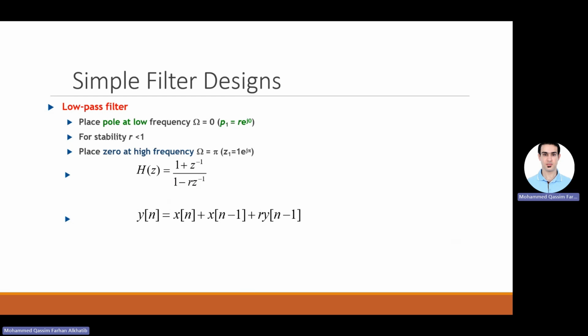So some common filter designs we have, for example, that's the general expression of a low pass filter. You don't have to memorize it, but that's a low pass filter. So here the hint is place the pole at a low frequency at omega equals 0. So in this case, that's the low frequency component. And for stability, the value of R less than 1. So place the 0 at high frequency and you have these hints, and that's the impulse response of this filter. So for instance, is this one FIR or IIR?